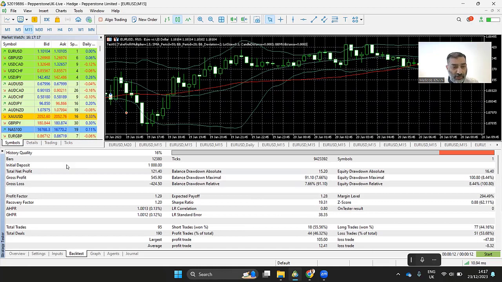Okay, how much was the total profit? Initial deposit about 1,000. Then there were that many bars, and the total net profit was $121. So that's your gross profit, gross loss. What's the other important thing to look for? The Sharpe ratio.